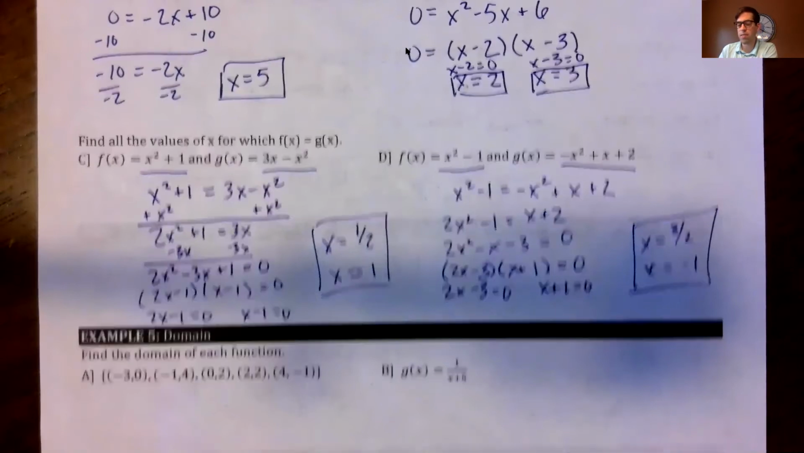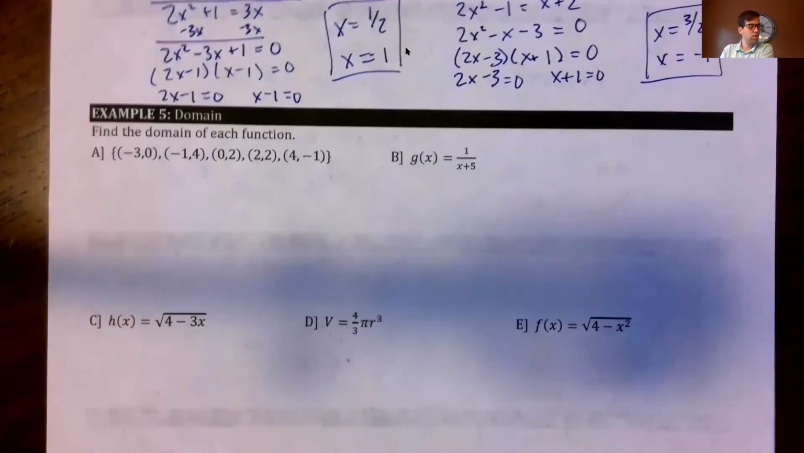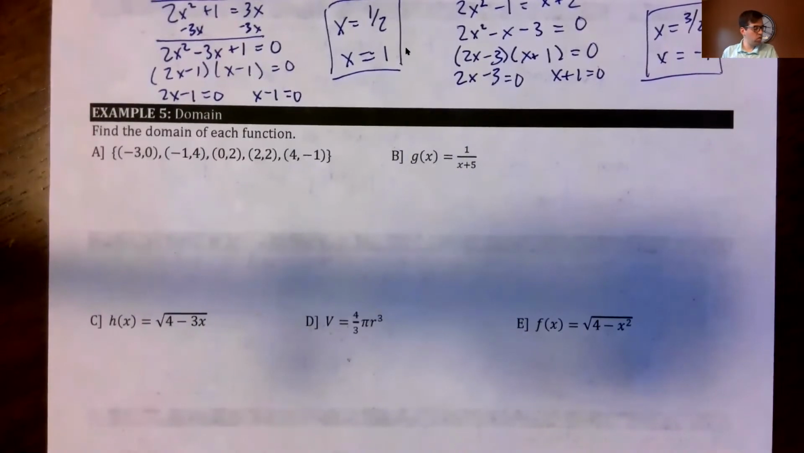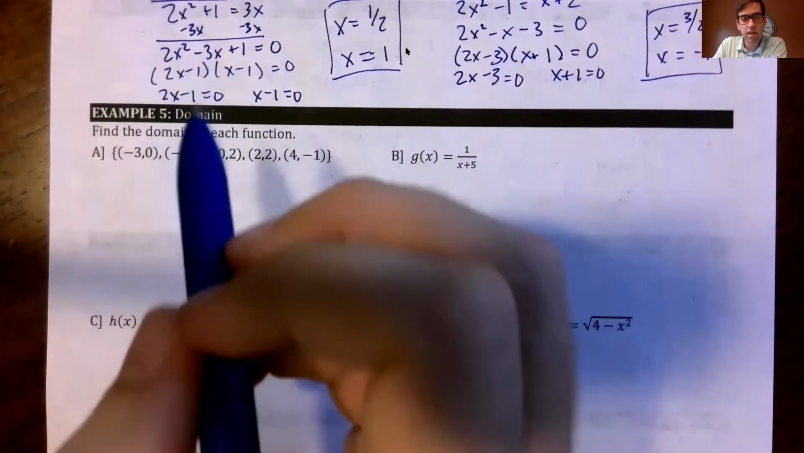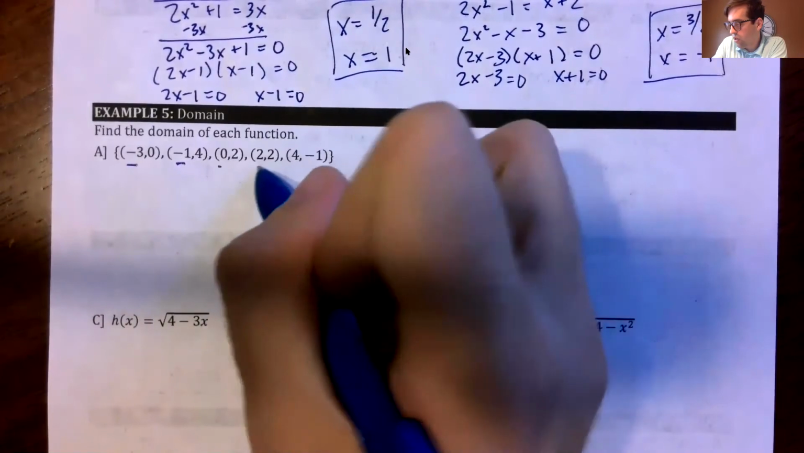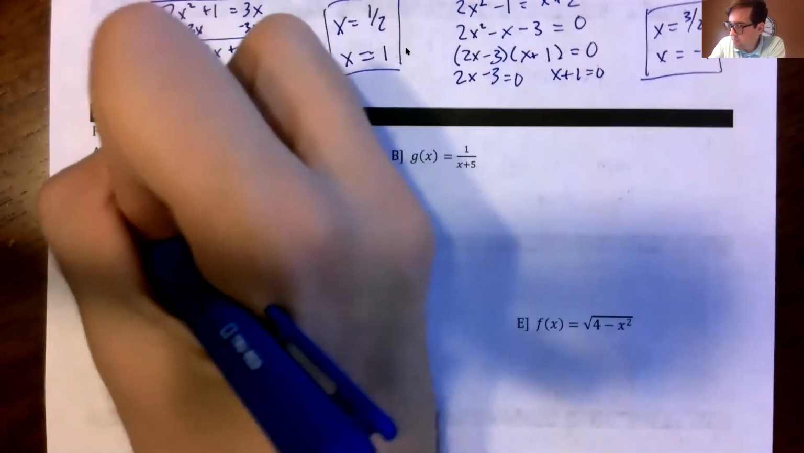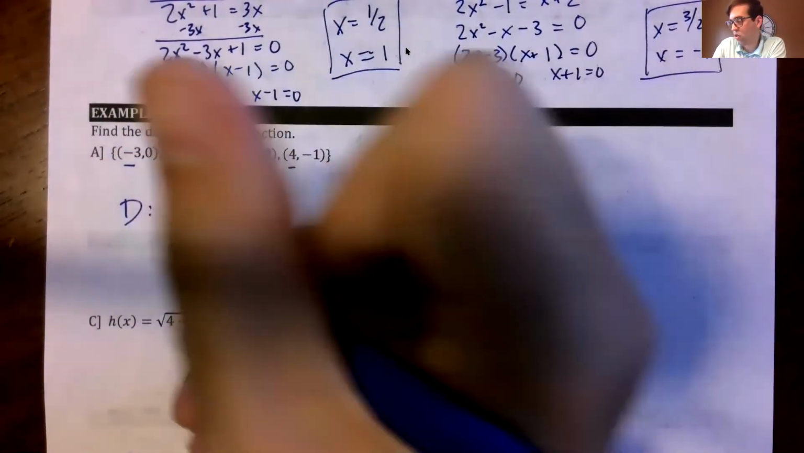One more example, example 5. Some more practice with domain. So here we go. In letter A, we're finding the domain of a set of ordered pairs. And remember, domain means the x values or the input. When you're given a set of ordered pairs, how would you write that? Usually I put a D and a colon to represent domain.